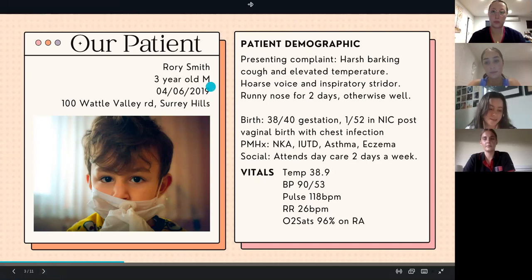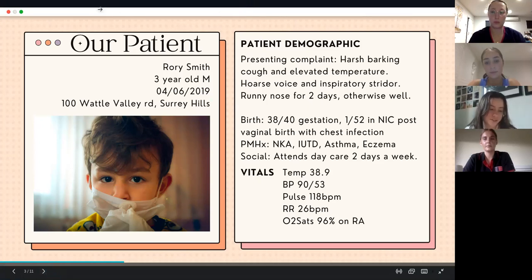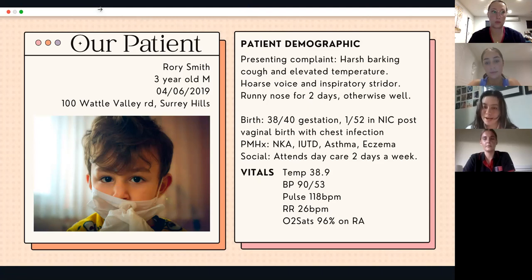Rory's vital signs are down below. His temperature is 38.9, blood pressure is 90/53, pulse is 118 beats per minute, respiratory rate is 26 breaths per minute, and oxygen level is 96% on room air. Next slide.